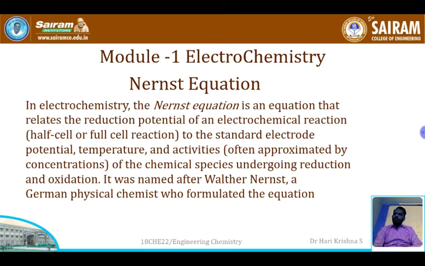In order to give the relationship between the concentration of the species in which the metal is dipped and the electrode potential of the metal, Nernst, a German physicist and chemist, formulated the Nernst equation. So the Nernst equation gives the relationship between the concentration of the species in which the metal is dipped and the electrode potential. Let us see how Nernst derived it.